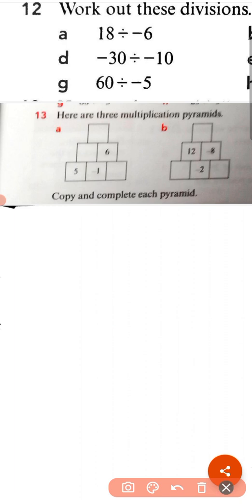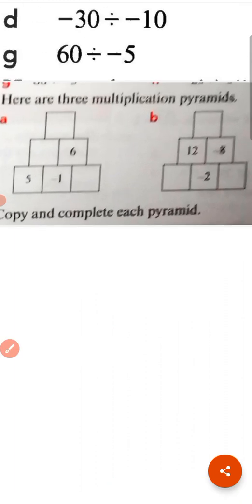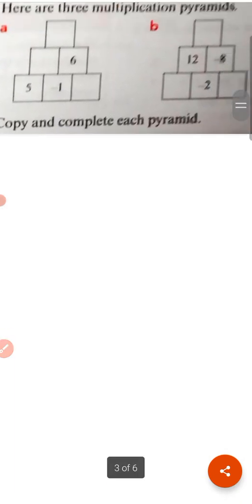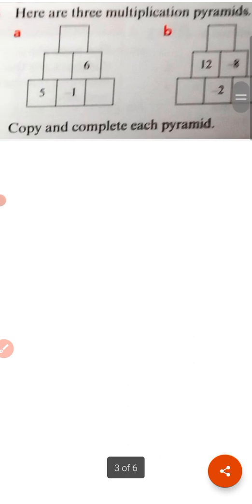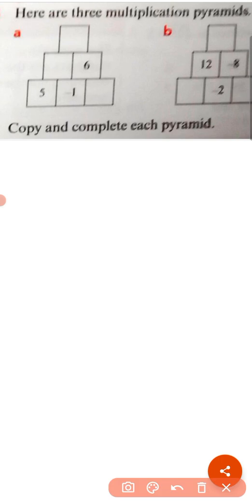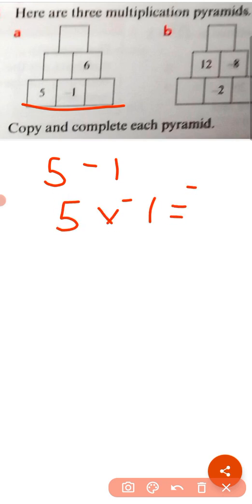Now children, let us do these multiplication pyramids. Children, here in the last row, the numbers given are 5 and negative 1. Let us start from here. 5 into negative 1 is equal to negative 5. So, in this box, negative 5.